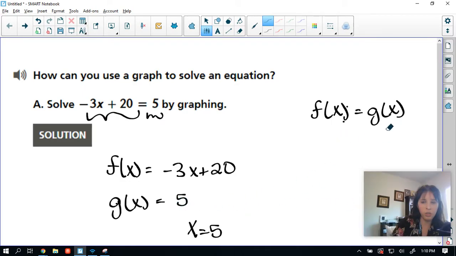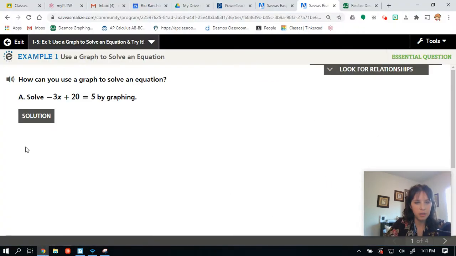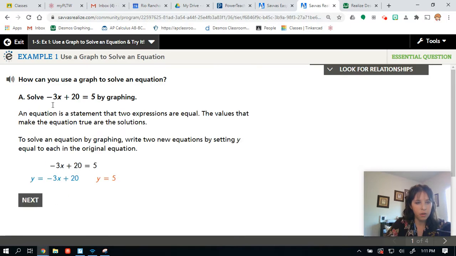So f of x equals g of x when x is equal to 5. And if I really wanted to test if this really does work, I could plug 5 into this: negative 3 times 5 plus 20. That's negative 15 plus 20, which is 5. So there is the work for this first part.